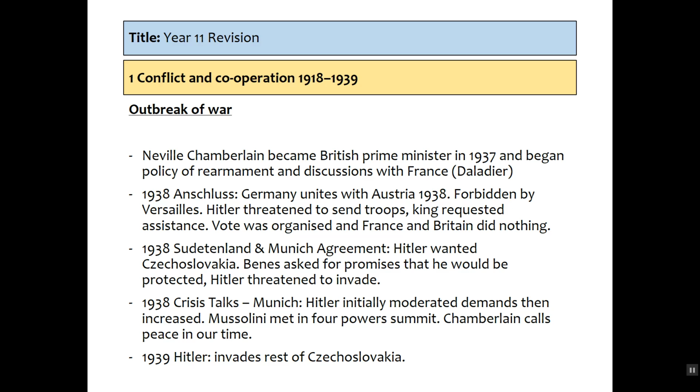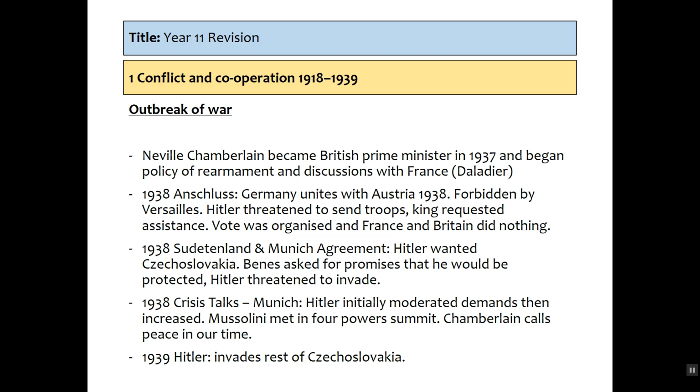Now, in 1938, we've got the biggest challenge, or the first challenge. We've got the Anschluss. Germany reunites with Austria, and it's forbidden by Versailles. Hitler threatens to send troops. The King of Austria requests assistance. A vote was organised, and the end result was Britain and France did nothing. They allowed Hitler to create a very large bloc with Germany and now Austria. And of course, if you look on any map, you can see that it threatens Czechoslovakia. That will be the next country.